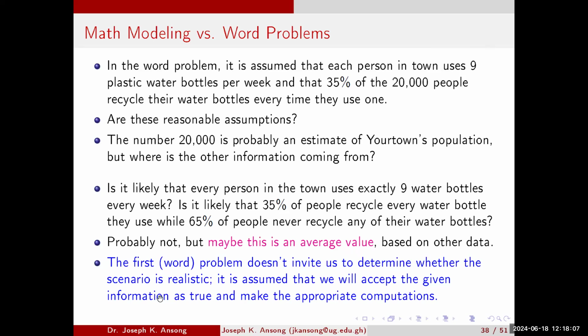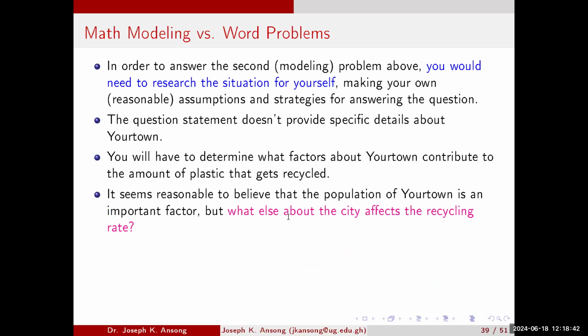So what you should notice is that the first word problem doesn't really invite you to determine whether the scenario is realistic. It just assumes that you will accept the numbers given to you. You accept that that is true, and then you have to do the calculations and get the answer. It doesn't ask whether the 20,000 is true or not. You assume that this is true, this is true, this is true. Using that, you compute it. It doesn't really invite you to question those numbers.